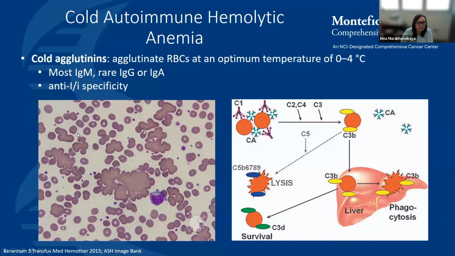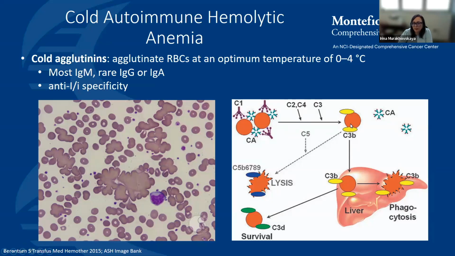Here on the bottom left, you can see a smear of a patient with cold agglutinin disease, with agglutination present on the cells. On the right is a schematic of the mechanism of hemolysis caused by cold agglutinin. IgM, which is a pentameric antibody, has the ability to bind and fix complement component C1, which initiates activation of the classical complement pathway with subsequent deposition of C2, C4, and eventually C3.